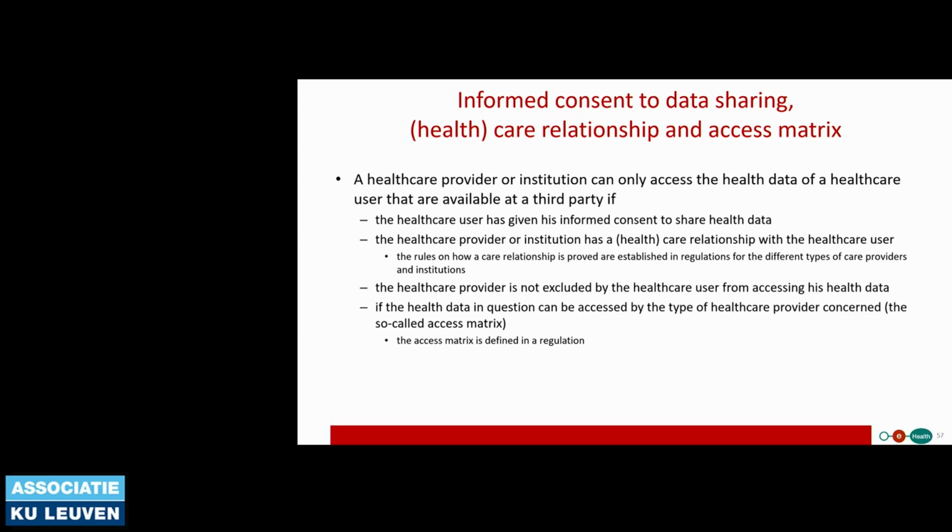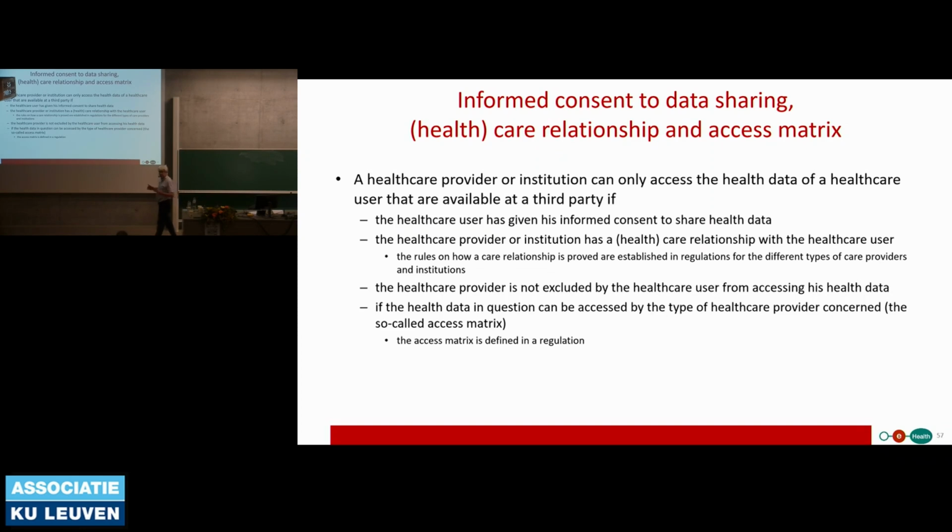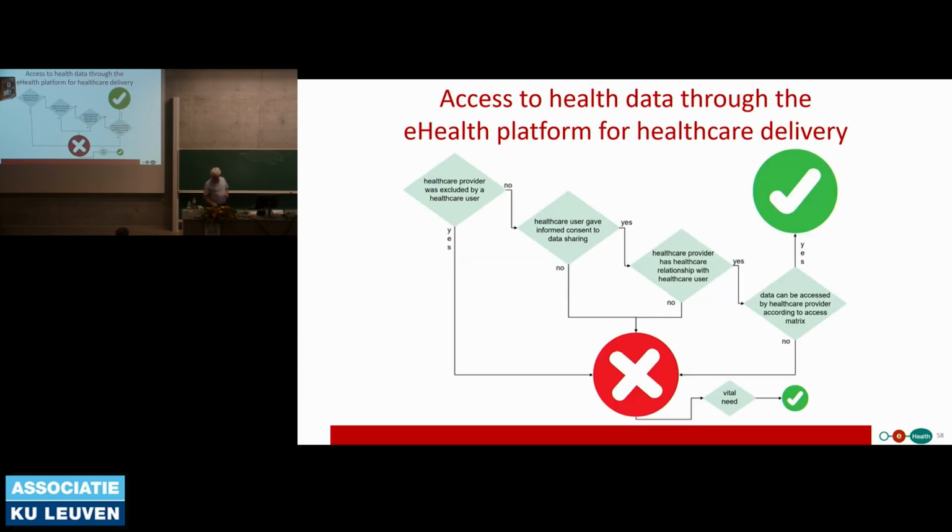Every patient can exclude healthcare providers from accessing his data. Let's say that you have been married with a medical doctor, that you are divorced, that you no longer have good relationships; you can exclude them. What data can be accessed by what type of healthcare provider is put in a so-called access matrix. So that gives this scheme. If the healthcare provider is excluded, he doesn't have access. If there is no consent, no access. If there is no therapeutic relationship, no access. And if there is access, only access to those data that are described in the access matrix.